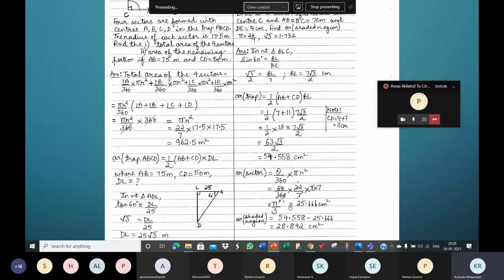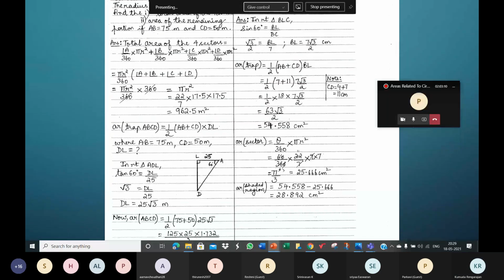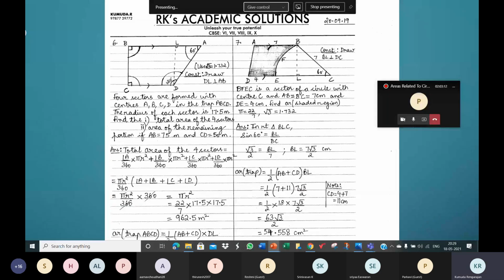We know how to find the area of the sector. The difference is the area of the shaded region. So the important thing here is to identify CE as the radius. CB is 7, so CE is also 7. That's one thing. And to find the distance between the parallel sides, we use trigonometry.